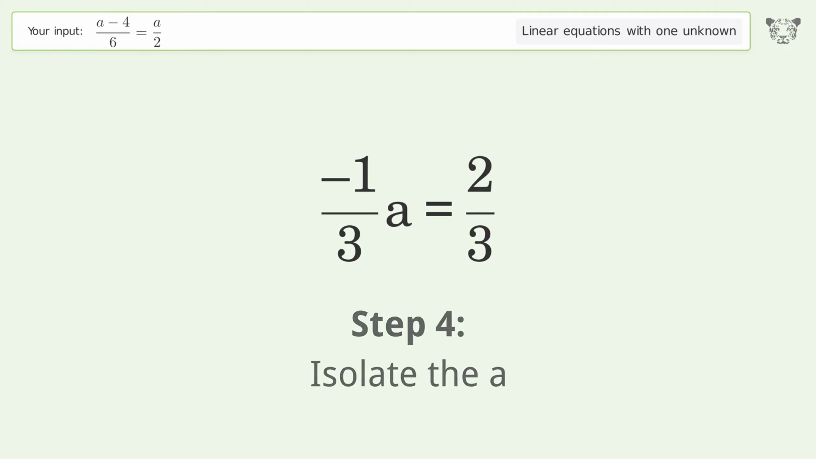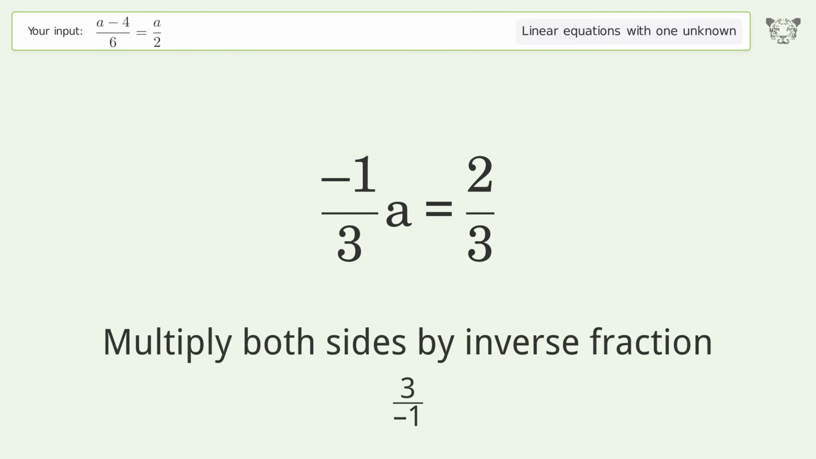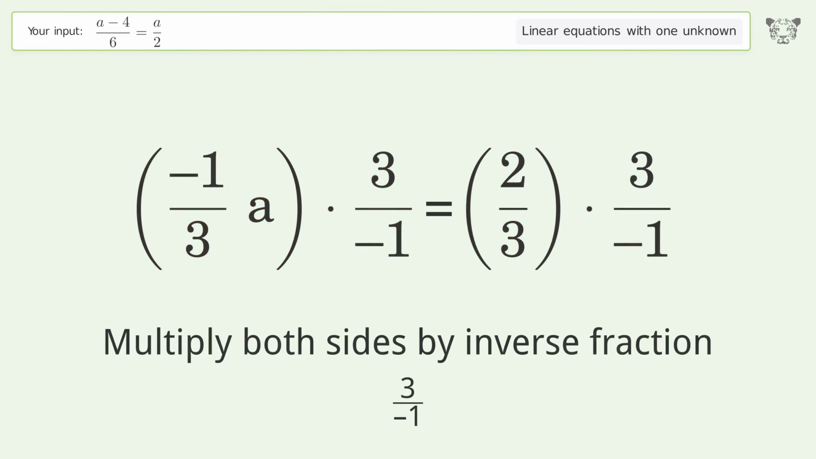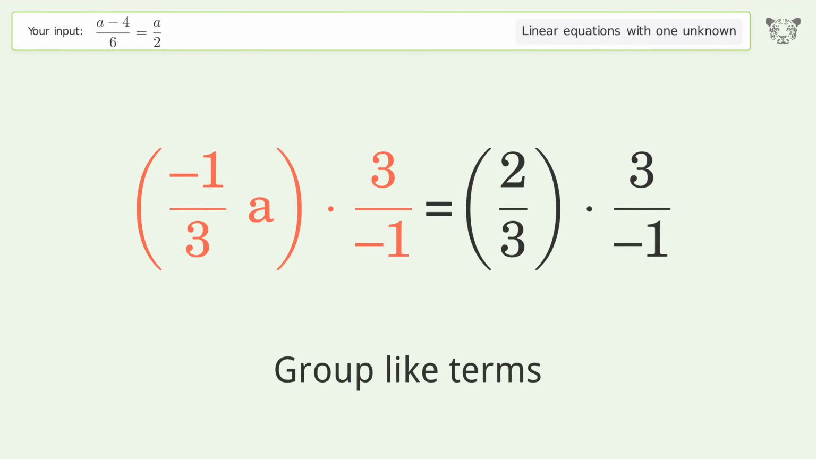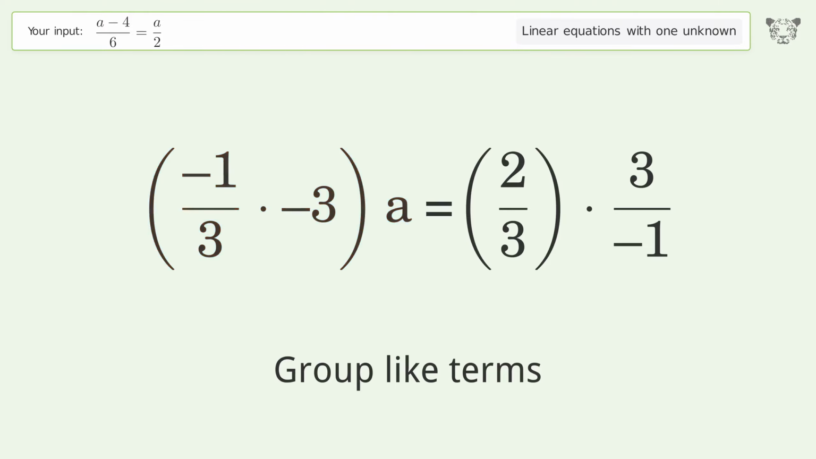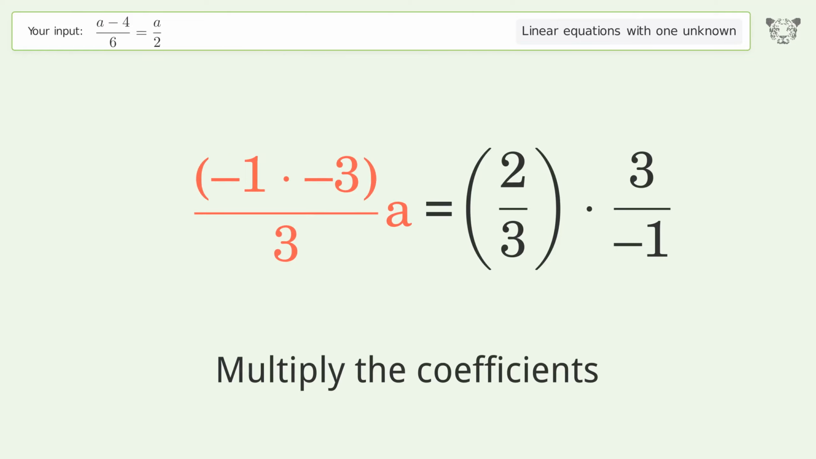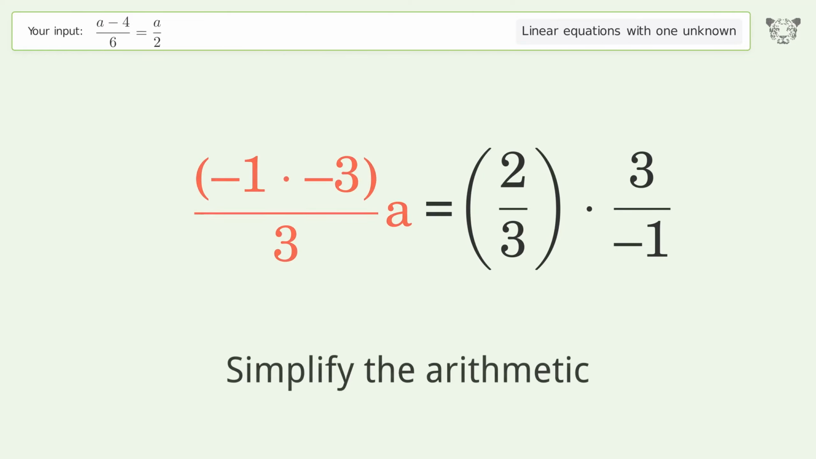Isolate the a. Multiply both sides by inverse fraction 3/(-1). Group like terms. Multiply the coefficients. Simplify the arithmetic.